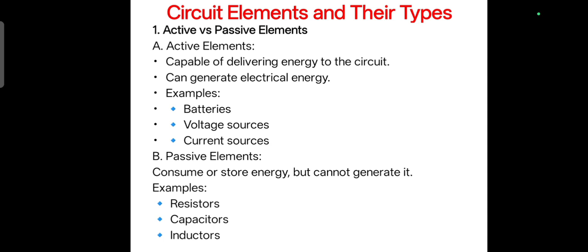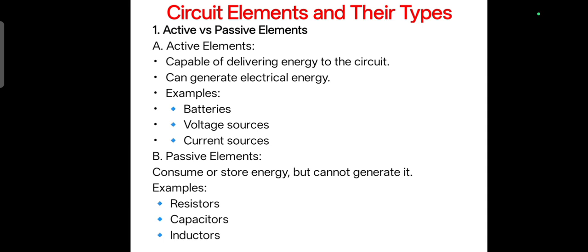Then what is the passive element? Passive element is nothing but the element which consumes or stores energy but cannot generate it. It only stores or consumes the energy. Examples of passive elements are resistors, capacitors and inductors. So this is the active and passive element. The simple difference between them is that the active element generates energy and the passive element cannot generate electric energy.